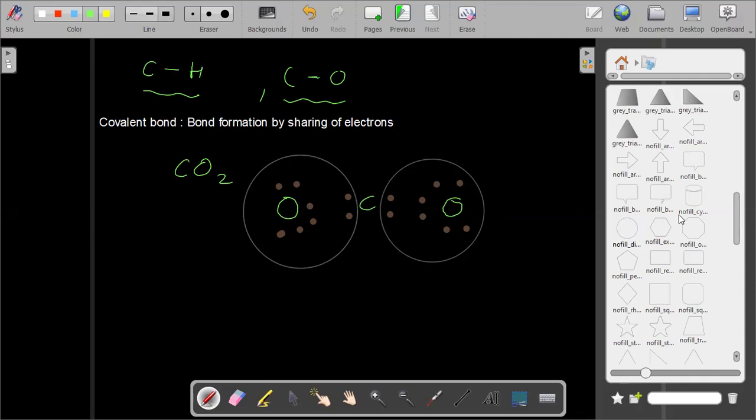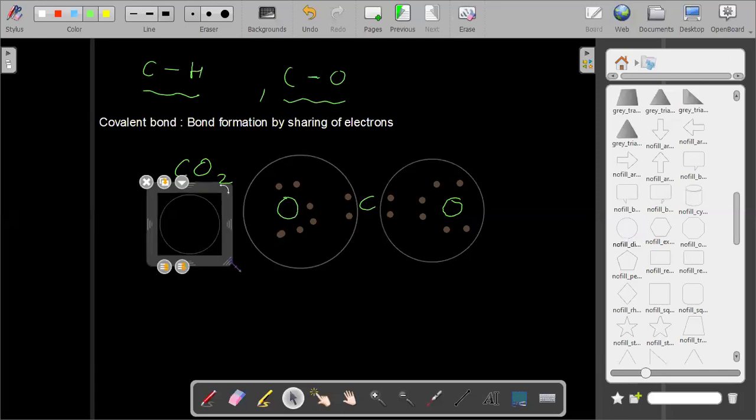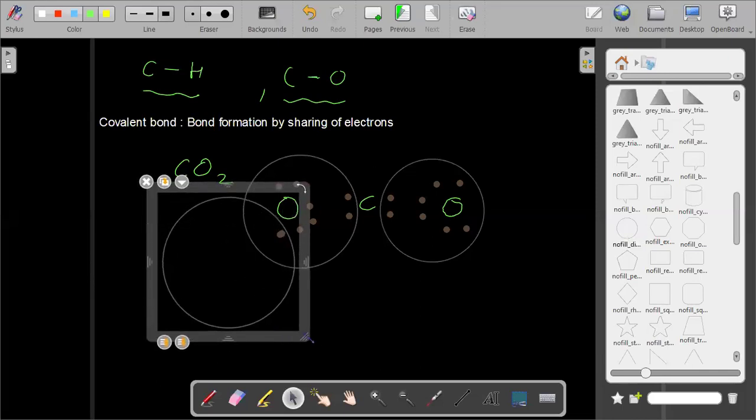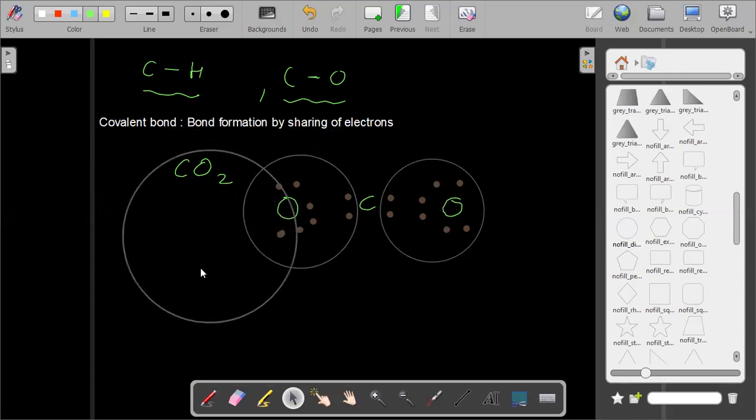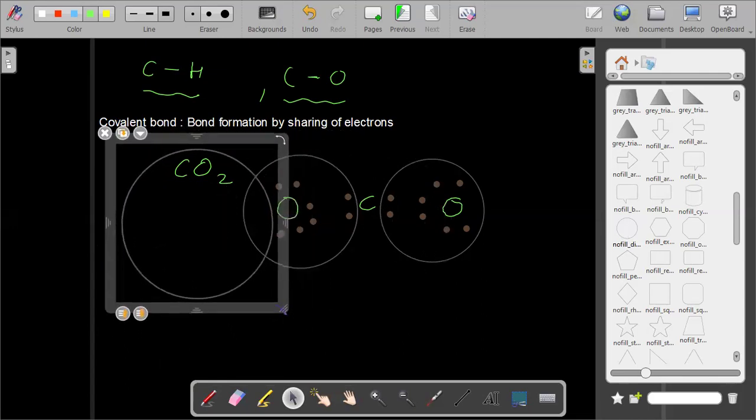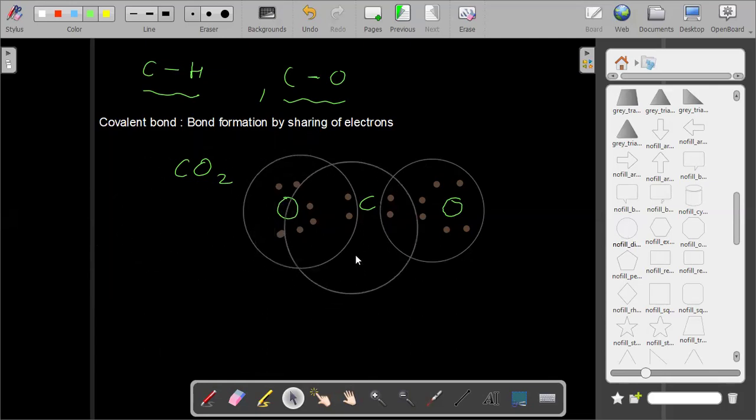Now, if we look at carbon, let us see how carbon has satisfied its valency. See, now carbon is also satisfied. Carbon is sharing its electrons like this. So now carbon also has 8 electrons. Can you just check? Carbon also has 8 electrons. 2 and 4 are its own electrons.